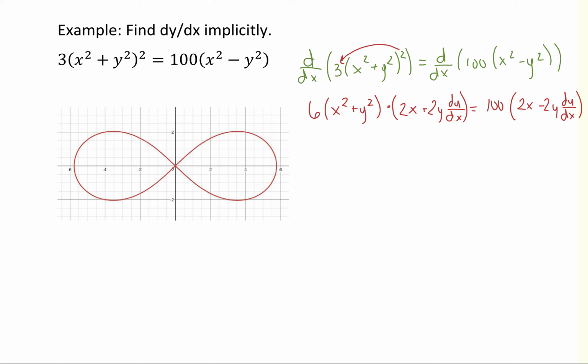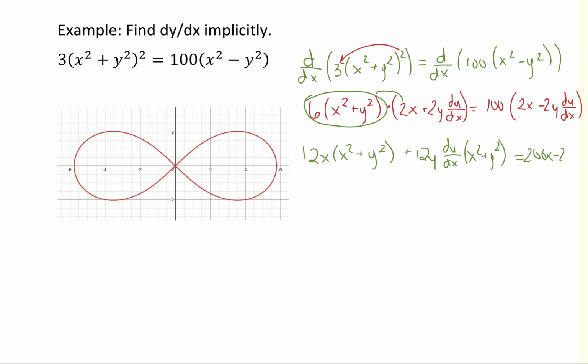Okay, so this next piece, I will start distributing things together. We're distributing this entire thing into the set of parentheses. We are going to have 12x times (x squared plus y squared) plus 12y dy dx times (x squared plus y squared). And this whole thing will equal 200x minus 200y dy dx. Sorry, that ran off the page a little bit.